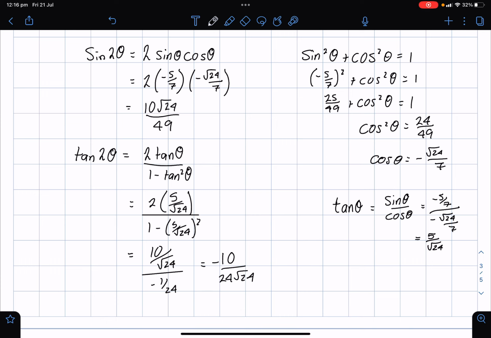Hopefully, this has helped a bit. Using our double angle identities, we're now building up a pretty big repertoire of trig identities that we can use to help us simplify some of these expressions.